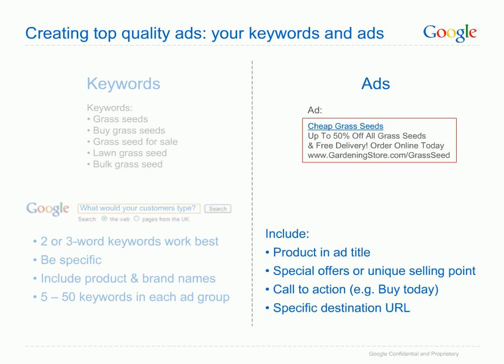And number 4, make sure that the destination URL of your ad is the right page of your site and not simply your homepage. Here, we want to take users to the grass seeds page of the site, so a user looking to buy can do so quickly and easily.